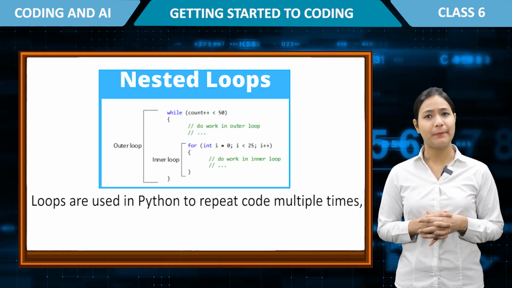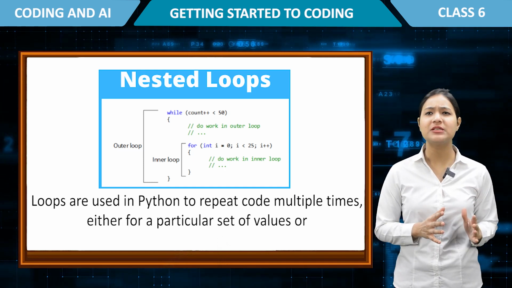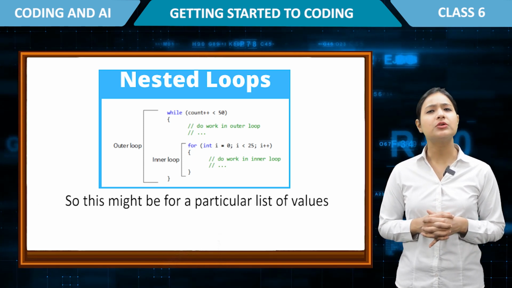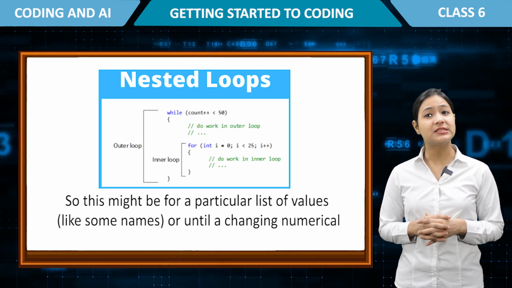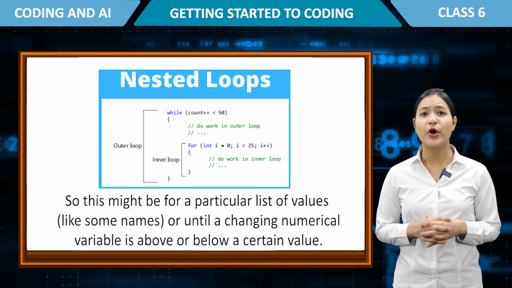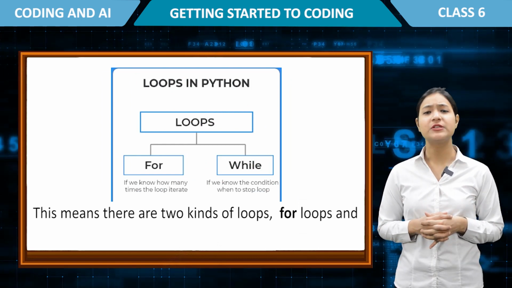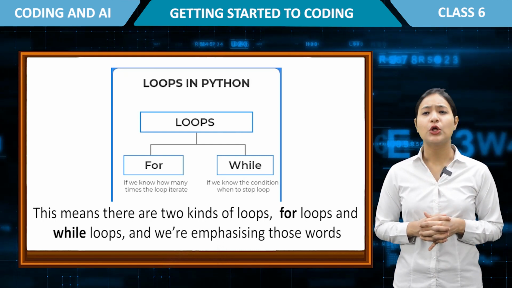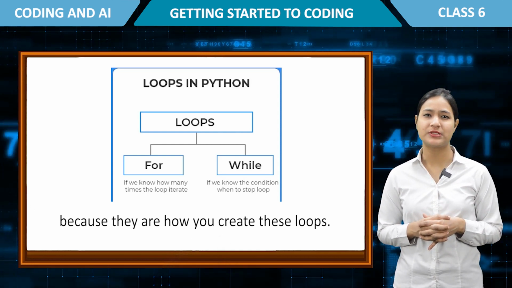Loops are used in Python to repeat code multiple times, either for a particular set of values or while a statement remains true. So this might be for a particular list of values, like some names, or until a changing numerical variable is above or below a certain value. This means there are two kinds of loops, for loops and while loops. And you are emphasizing those words because they are how you create these loops.